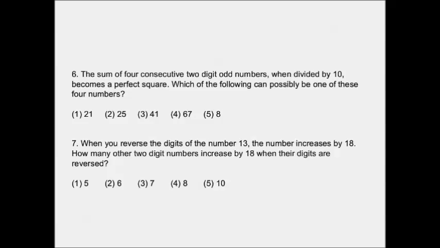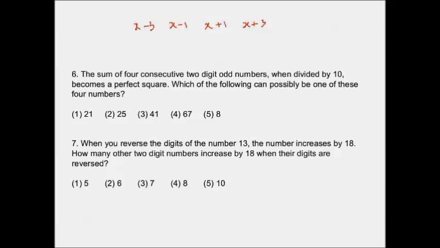Question number 6. The sum of 4 consecutive 2-digit odd numbers when divided by 10 becomes a perfect square. Which of the following can possibly be one of those numbers? So let us assume 4 consecutive odd numbers as x minus 3, x minus 1, x plus 1 and x plus 3. You would have done this concept during AP series.